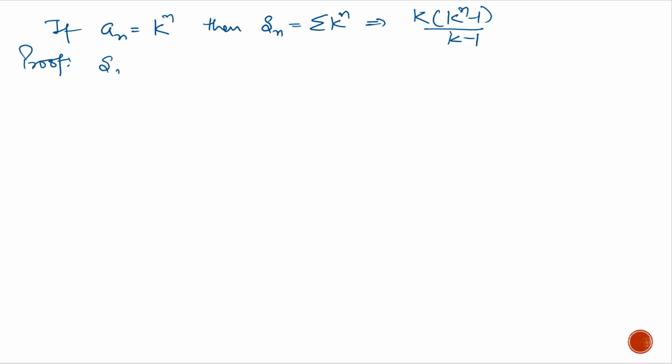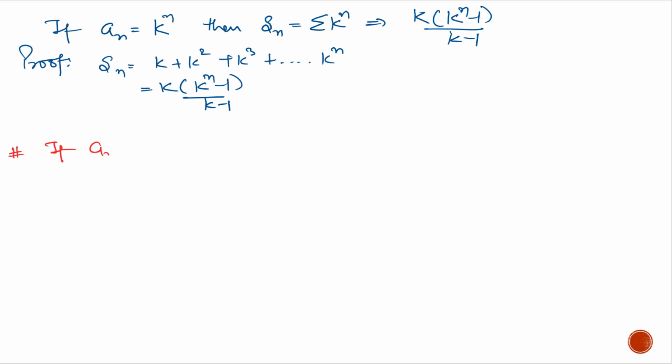We can prove this because the nth term is k raised to power n, so the sum of n terms is k plus k square plus k cube and so on till k raised to power n. Here a is k and the ratio is also k. So the sum of n terms is k into k raised to power n minus 1 upon k minus 1. We can explain with the help of an example.